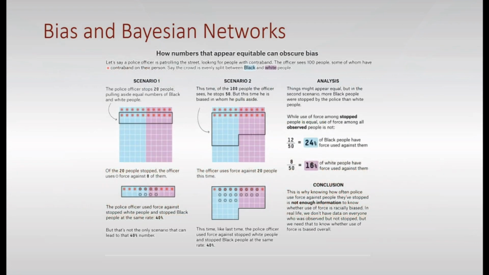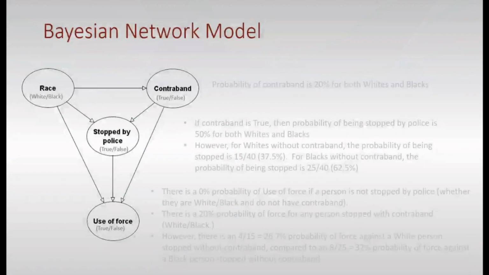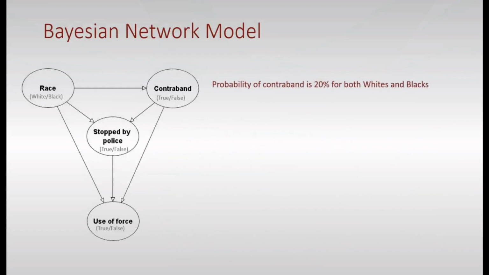So, what Laura had presented in her paper, we took it and converted it into this simple Bayesian network model where you have race, contraband, stop by police, and the use of force. So, I'll talk about these features. Race, obviously, is white and black. Contraband is the reason why you're stopped. So, broken tail light, made a left turn, suspicion, or whatever, but that's the reason why the police would stop you to begin with.